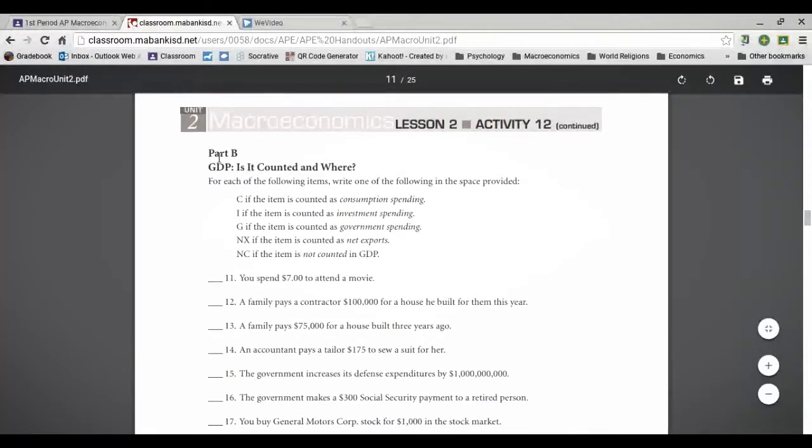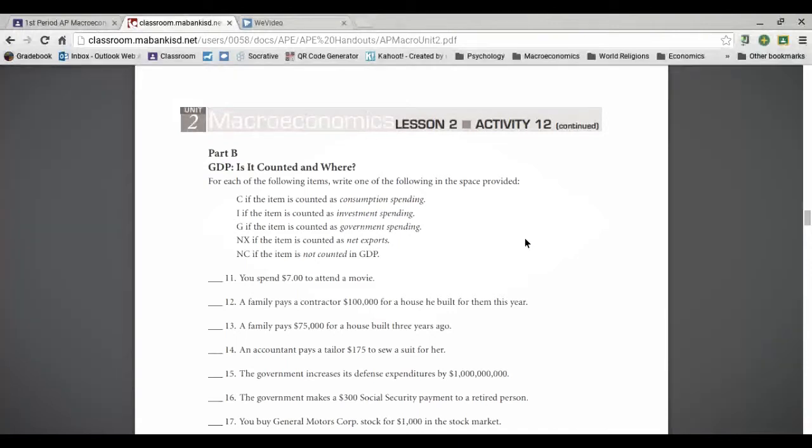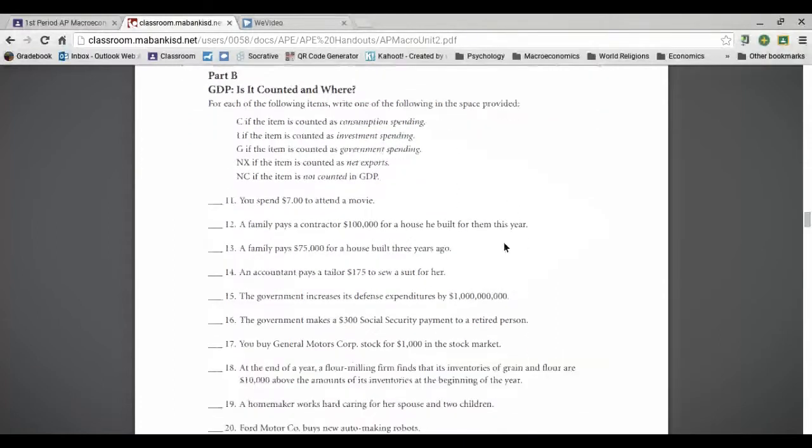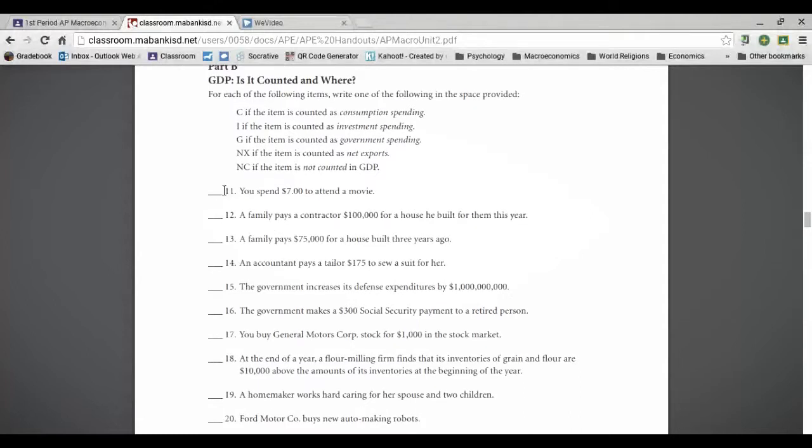The second page looks like this. It is Part B, GDP. Is it counted and where? So you have 5 answer choices on all of these questions. You're going to write the letter C if it's consumption spending, I if it's investment spending, G if it's government spending, and X, or you could write XN because we've been doing that for net exports, and NC if it's not counted towards GDP. So number 11, you spend $7 to attend a movie. That would be C because you are spending money on a good or service. So that is a C for consumption.